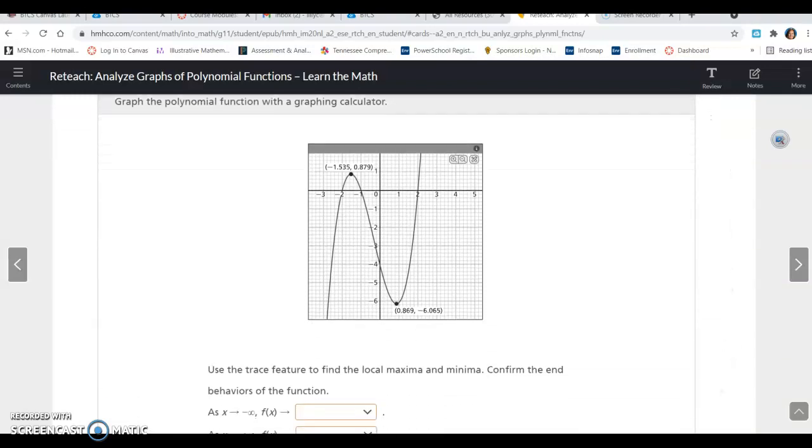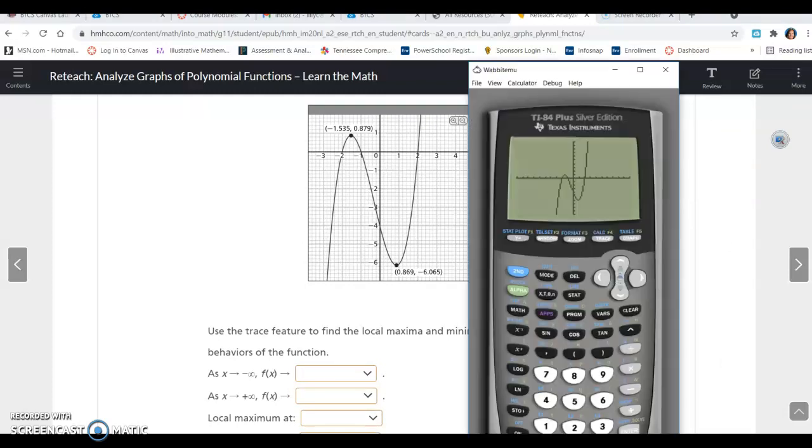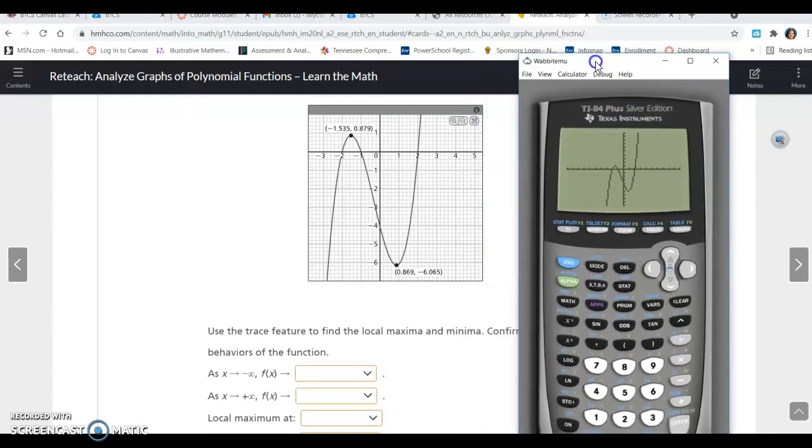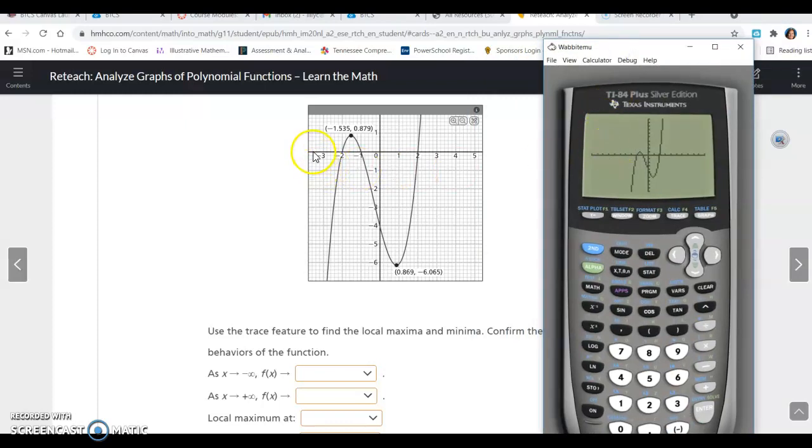It says graph the polynomial function with the graphing calculator. So that's what I did. I just graphed it using the factors. Even though this has a scale that goes from about -3 to 5, I could change mine to look like that. I can make my x's go from -4 to +6, and then my y's go from about -7 to +2.